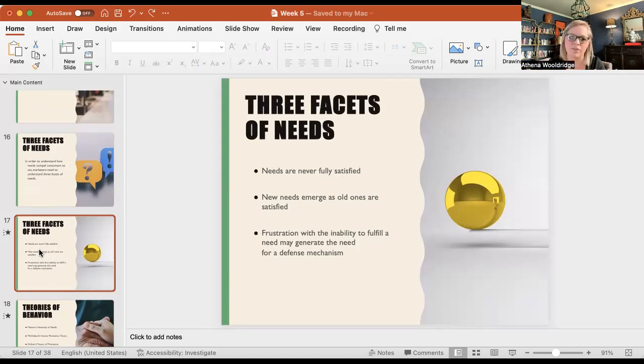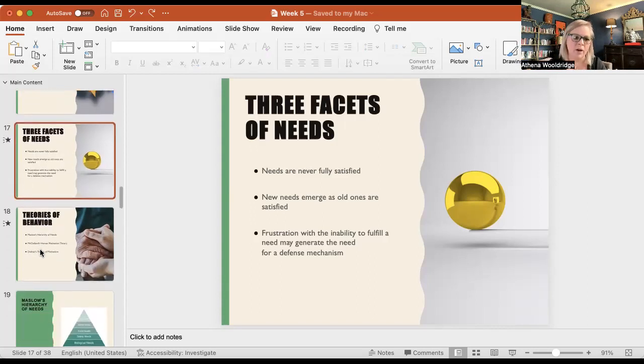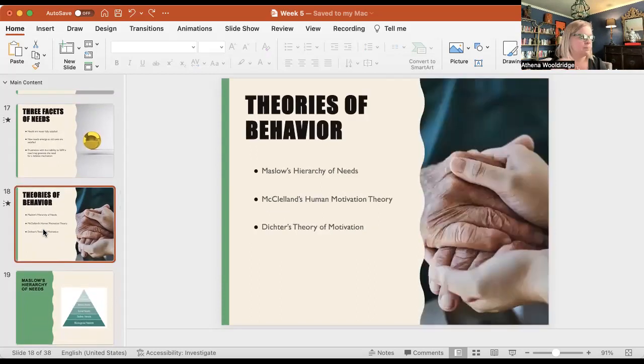Frustration with the inability to fulfill a need may generate a defense. If I'm unable to do something, then I feel upset and defensive about that, and I'm trying to find a way to fulfill that need. On a basic level, that's certainly true. But even in terms of self-actualization and self-esteem, we really want to be able to fulfill those needs. And we strive, and that creates a lot of ambition. The higher the consumptive society, the more unmet needs there are, and the more people will be ambitious to try to fulfill those needs. Okay, what about theories of behaviors?